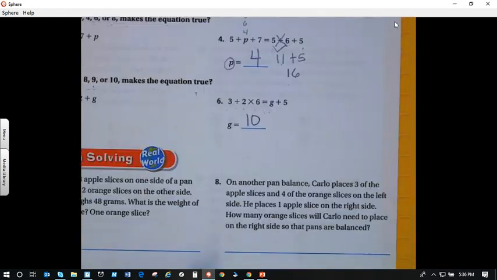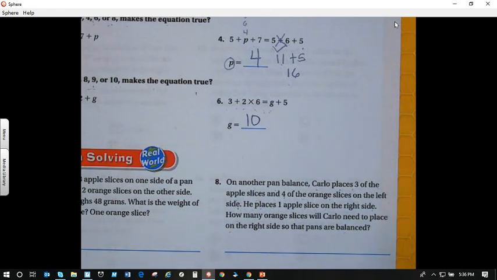Number 8. On another pan balance, Carlo places 3 of the apple slices and 4 of the orange slices on the left side. He places 1 apple slice on the right side. How many orange slices will Carlo need to place on the right side so that the pans are balanced?